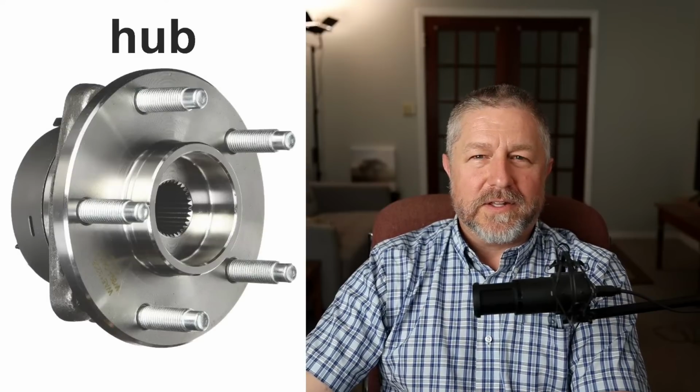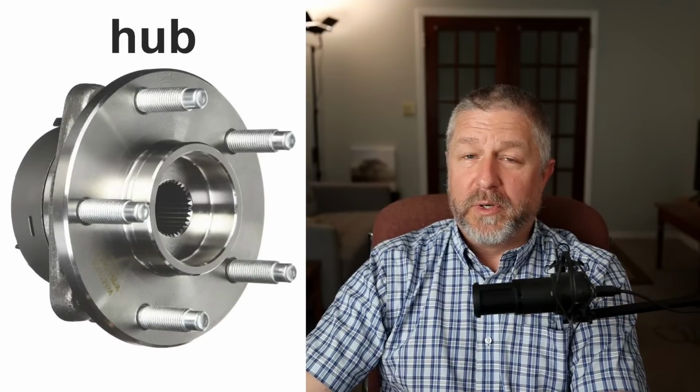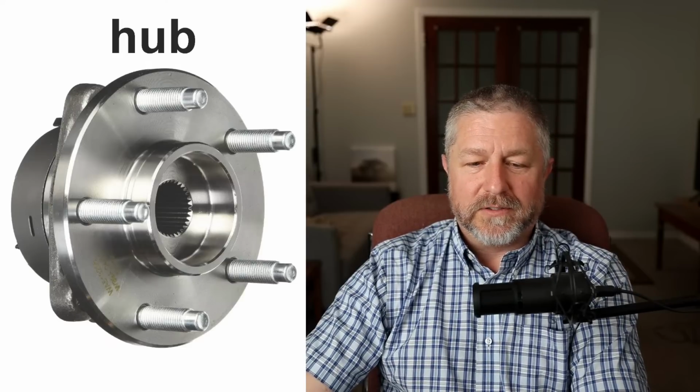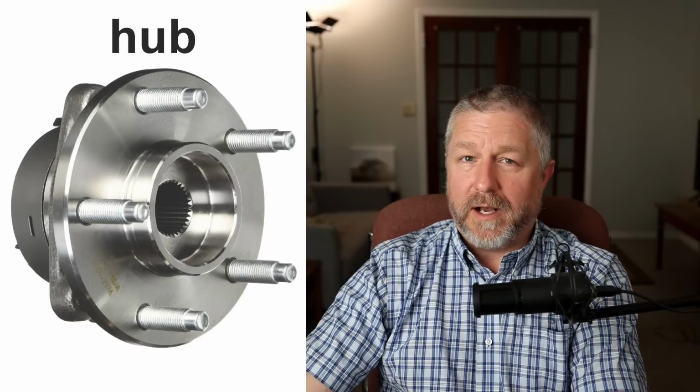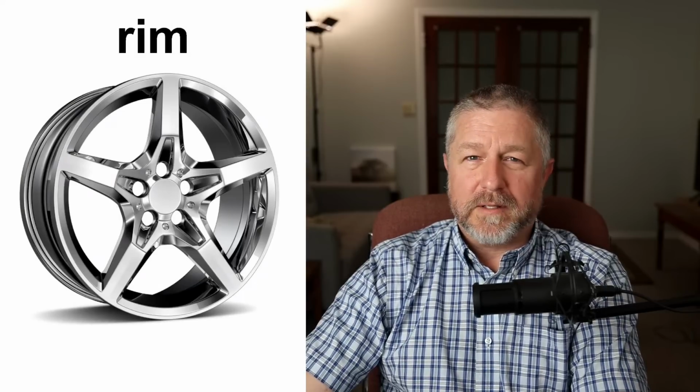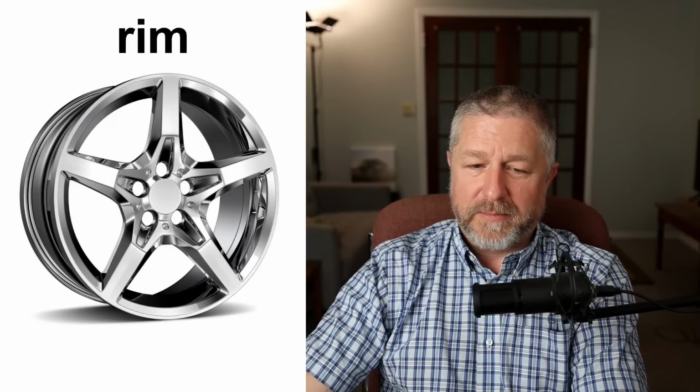And then this is the hub. The hub is the spot where you put the tire on the vehicle. So when you put a tire on a vehicle, you put it on the hub and then you tighten up the nuts. This is a rim. So the rim is the part of the tire that doesn't have rubber.